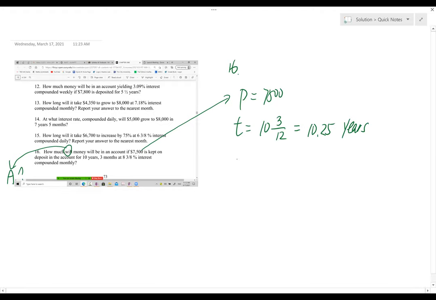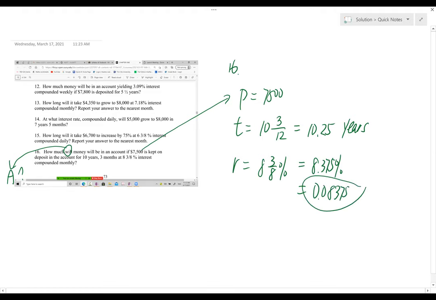Now the rate is also given: 8 3/8%. We turn it into a decimal, 8.375%, and convert again to 0.08375. So we have the rate, the time t, and the principal. And we know the compounding period is monthly, which means n equals 12. Now plug into the formula: P times 1 plus r over n, to the nt.